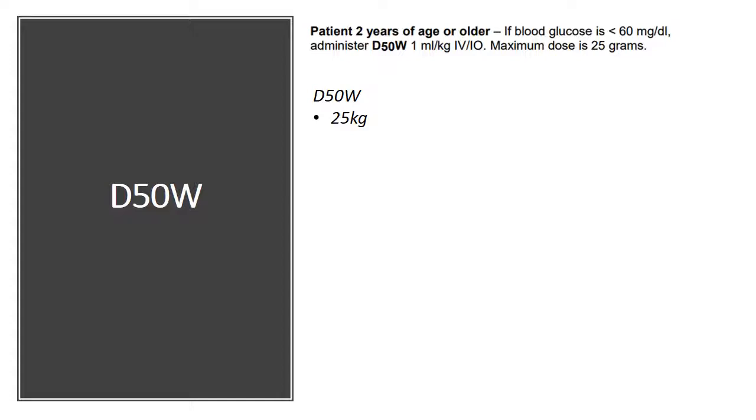Okay, so this kid is 25 kilos. So you're going to take your 25 kilos times 1. 25 kilos times that 1 ml. Easiest math you've had to do so far. 25 milliliters out of that 50 milliliter syringe.